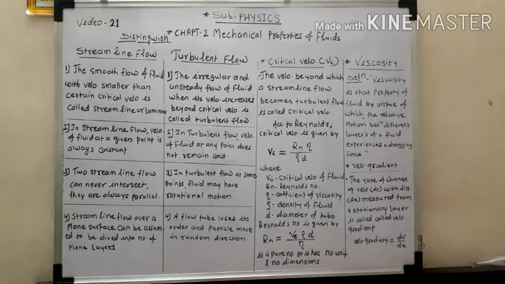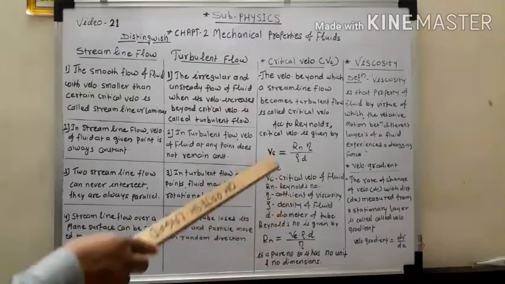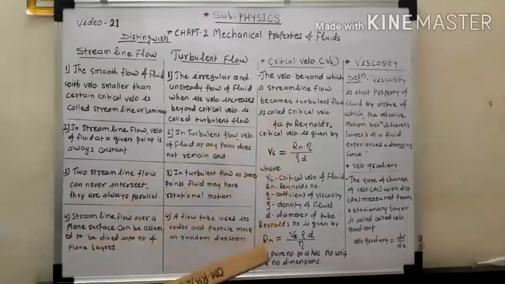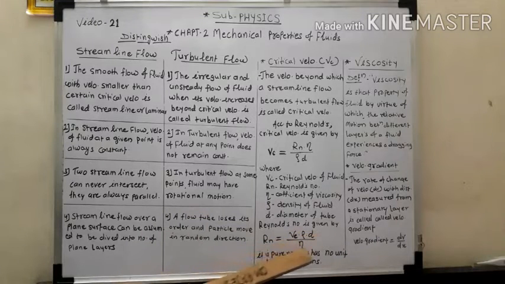Okay, if you want to understand this well, the next term is viscosity, which we have to make clear here. Vc is the critical velocity, Rn is the Reynolds number, rho is the density, d is the diameter, and eta is the coefficient of viscosity. First we have to see what is meant by viscosity, then the coefficient of viscosity.